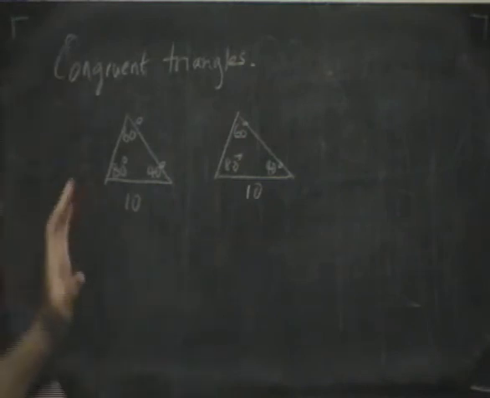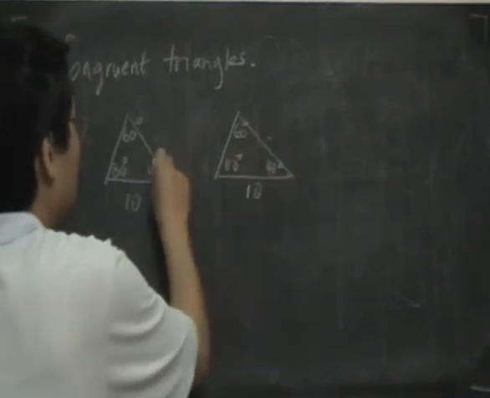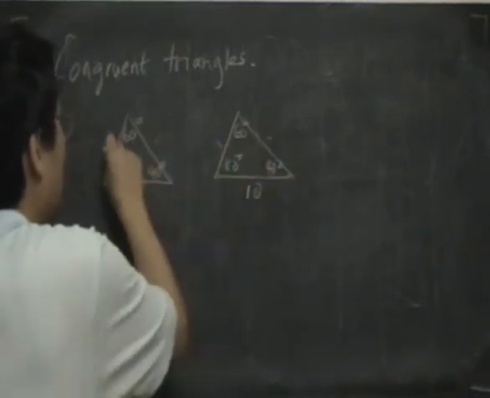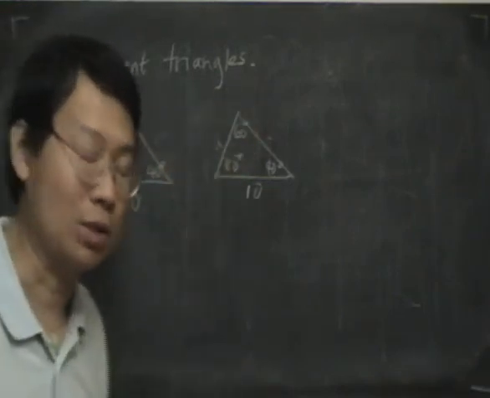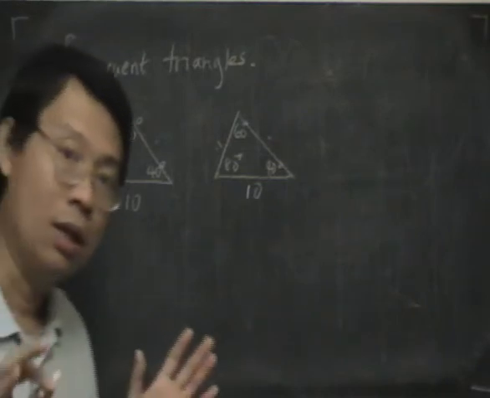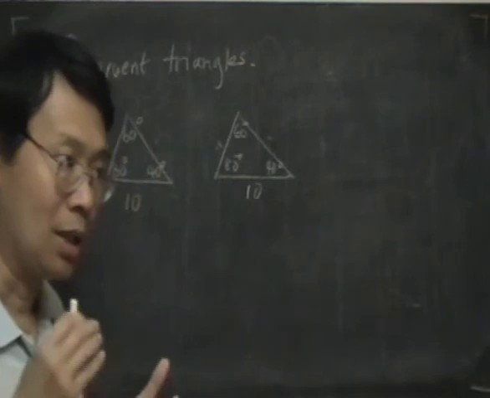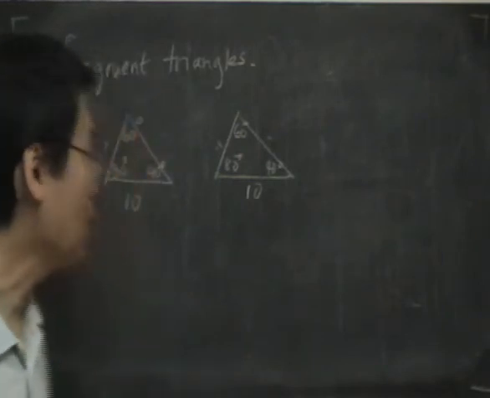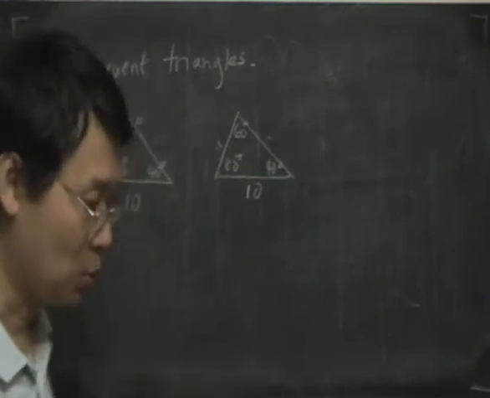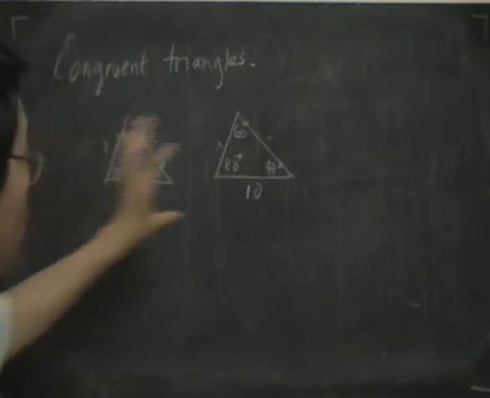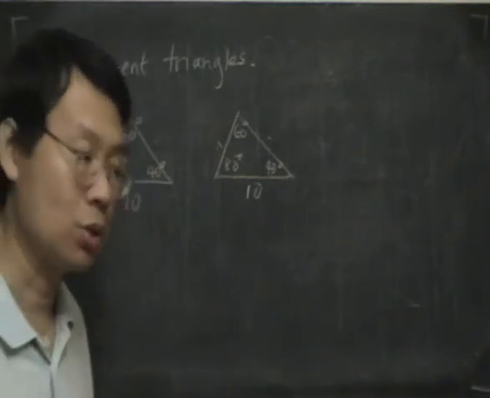And if you actually draw this triangle and measure these two sides, this side and this side, you'll find that all the sides have the same length. So that's what I mean when I say two triangles that are exactly the same. They have exactly the same three angles and exactly the same three sides. The sides are equally long. So when you see two triangles like this, we describe them by saying that they are congruent triangles.